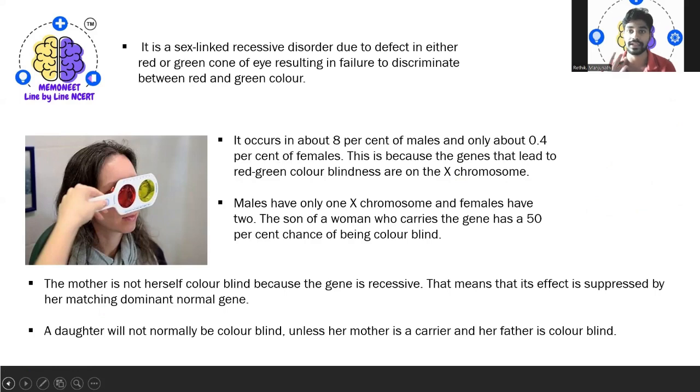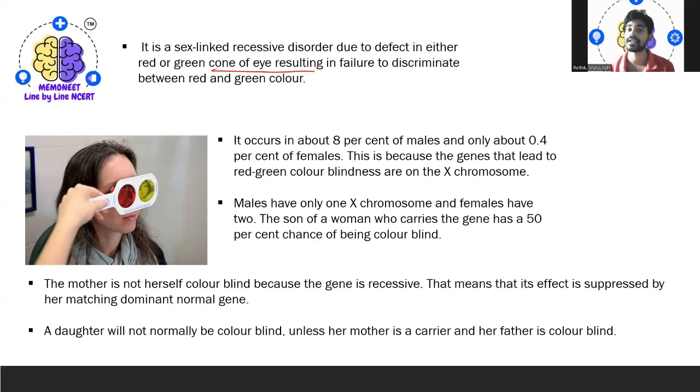So coming to the very first Mendelian disorder, that is color blindness. Color blindness is a sex-linked recessive disorder, and this is due to the fact that the cone of the eyes is unable to discriminate between the red and green color. Okay. So the failure of the cone of the eyes to discriminate between red and green color leads to what? Color blindness. It occurs in 8% of males and only 0.4% of females.